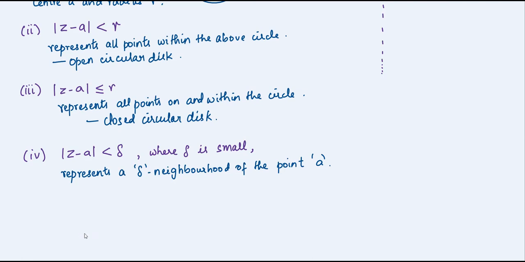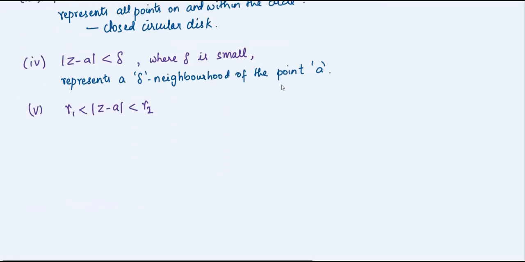Now, next. Suppose modulus of Z minus A lies between R1 and R2. Now, this is going to be like this.